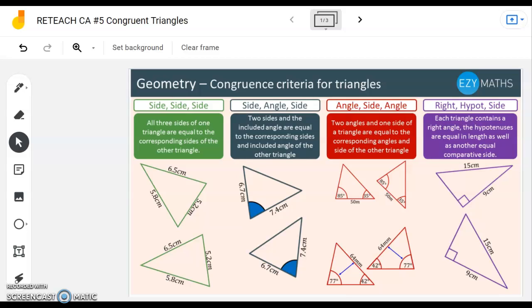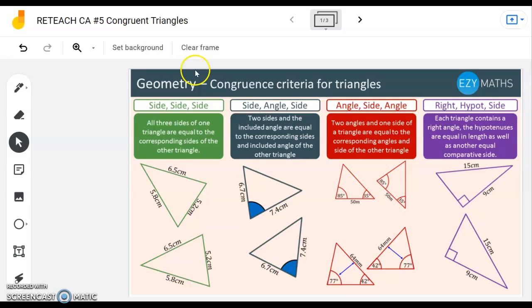If they are congruent, then all 6 parts will be congruent because all 3 sides will be exactly the same and all 3 angles will be exactly the same. So that's what we're trying to do. I'm trying to see, is one triangle 100% completely equal to the other one? Are they the same size? Are they the same shape?